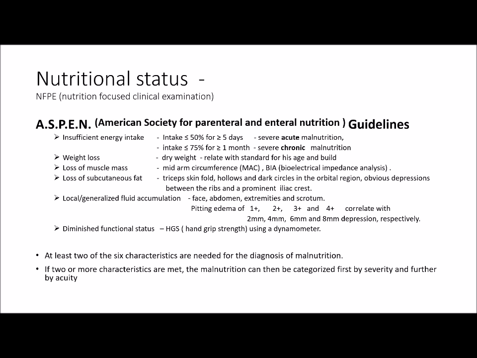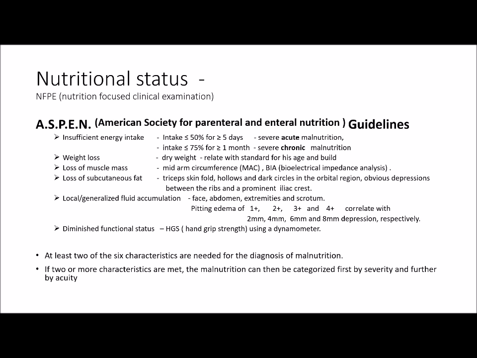Loss of subcutaneous fat, how do you see it? Triceps skin fold, right? That can be measured. What cannot be measured, but which is very evident, are the hollows and dark circles in the orbital region, the obvious depressions between the ribs, and the prominent iliac crests. That can easily be seen. The patient comes in, you easily notice all these things, right? But what you can measure is the triceps skin fold, and compare it with a nomogram chart.